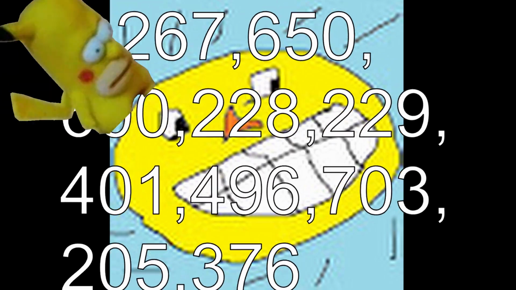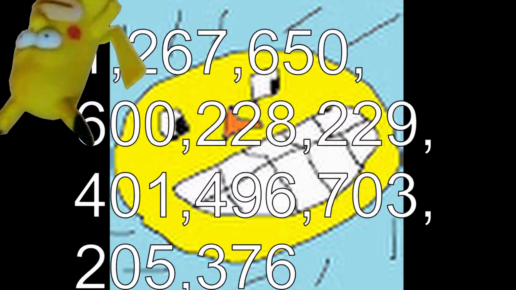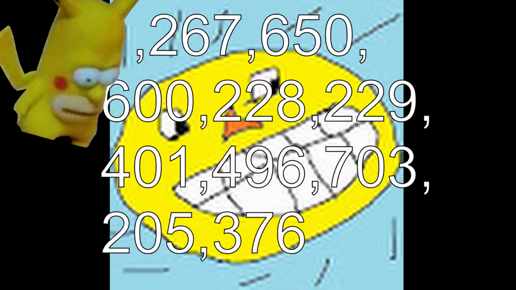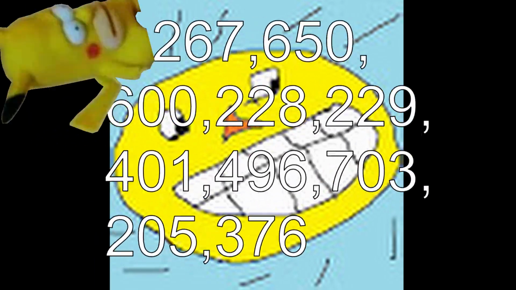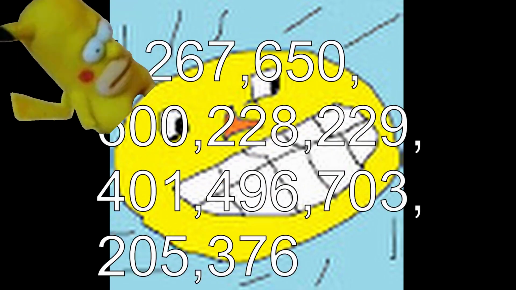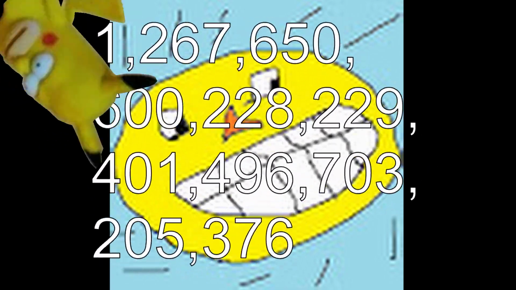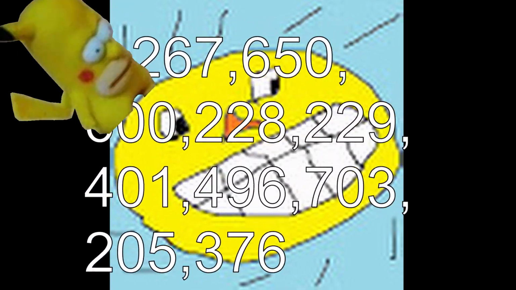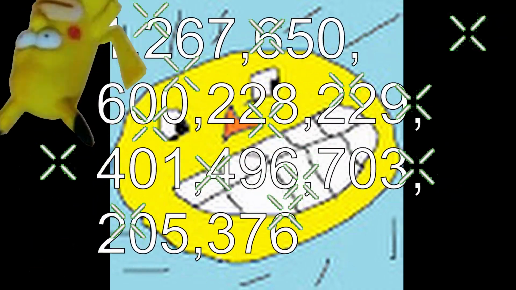1,267 octillion, 650 septillion, 600 sextillion, 228 quintillion, 229 quadrillion, 401 trillion, 496 billion, 703,205,376. So now that you know that very useful information, let's go on to learning what a nonogram is.